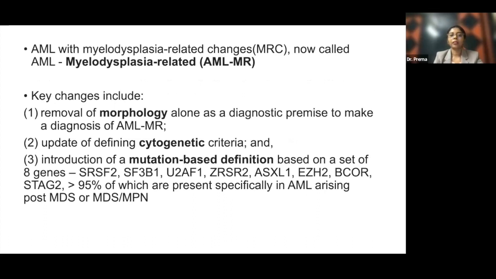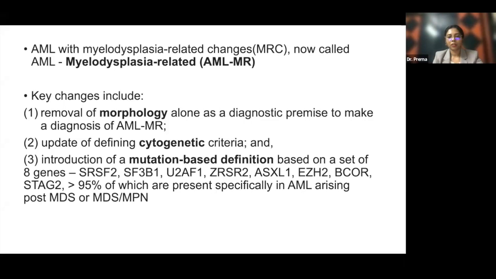Coming to AML with myelodysplasia related changes, it is now called AML myelodysplasia related, which is AML-MR. The key change introduced in the new WHO was the removal of morphology alone as a diagnostic premise to make a diagnosis of AML-MR. As mentioned before, everything has become genetic now. Morphology is not the only thing we can depend on to start treatment. An update on defining cytogenetic criteria is also included.